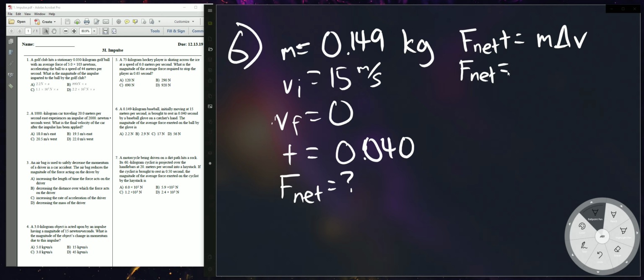F net, over t, 0.04. And I don't really have enough time, I mean, not enough time, not enough space. Let's just, t is 0.04.